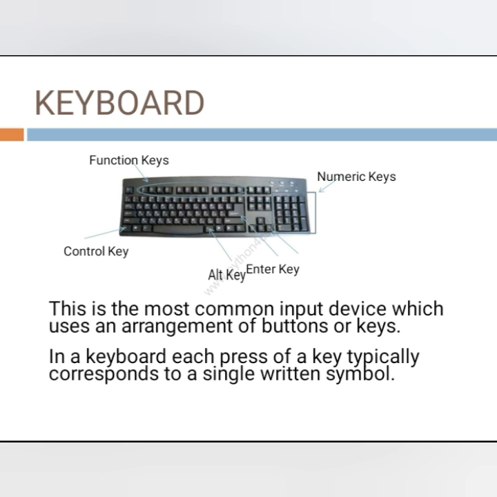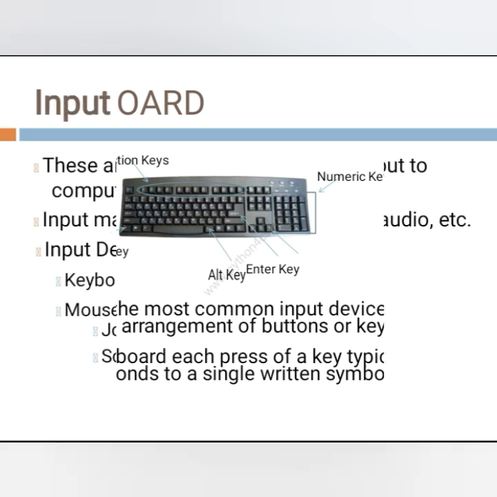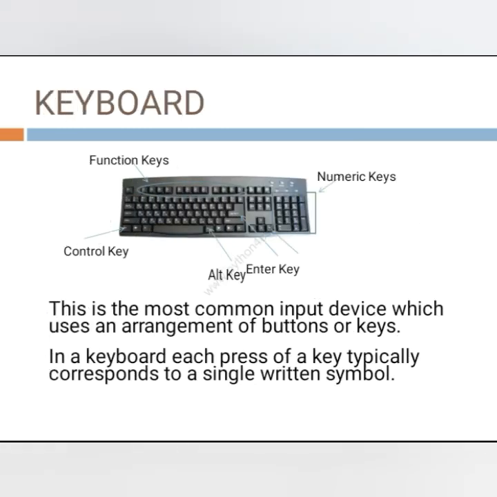Keyboard. This is the most common input device which uses an arrangement of buttons or keys. In a keyboard, each press of a key typically corresponds to a signal. And when you are pressing a key, that signal is passing to the CPU, then it reacts. It just passes the corresponding image on the monitor and it is displayed there on the monitor.